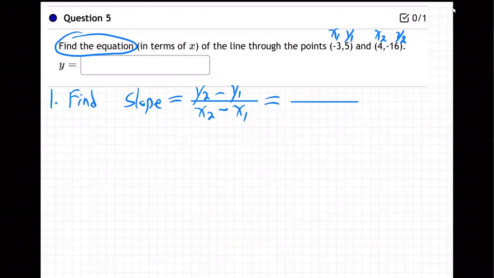So here we go. On the top, we're supposed to go y2 minus y1. So I'm going to go minus 16 and 5 with a subtraction sign in between. And on the bottom, I'm going to put the 2 x values, 4 and negative 3. Right, the 2 x values on the bottom, the 2 y values on the top.